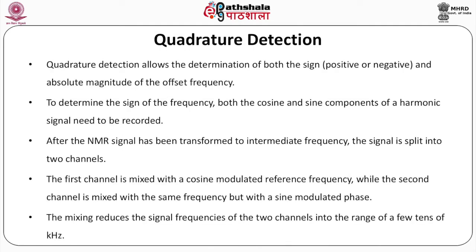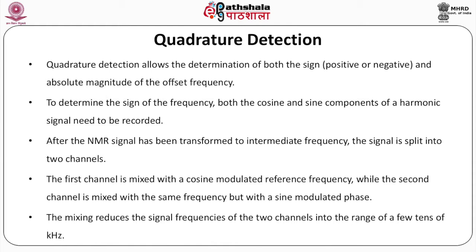Quadrature detection. Quadrature detection allows the determination of both the sign, which may be positive or negative, and absolute magnitude of the offset frequency. To determine the sign of the frequency, both the cosine and sine components of a harmonic signal need to be recorded.